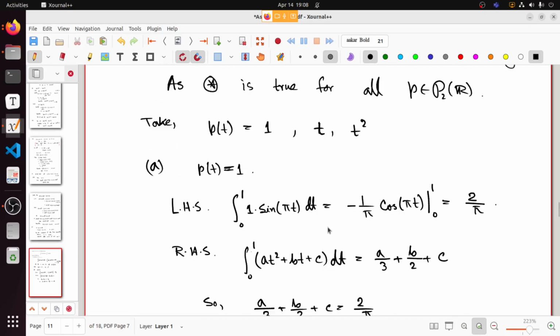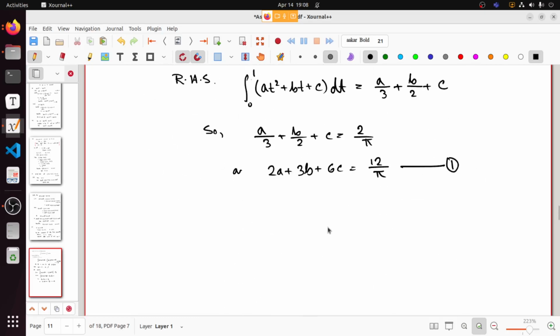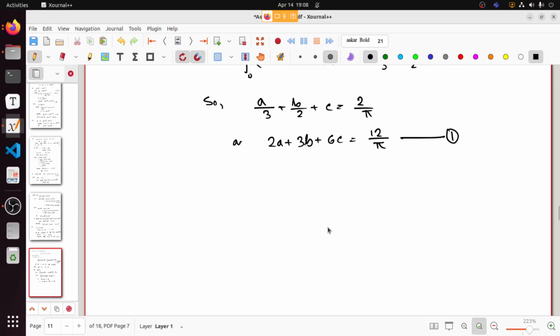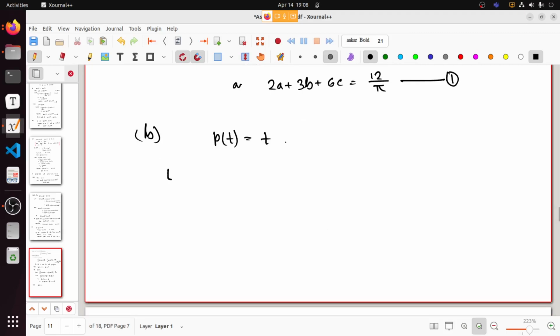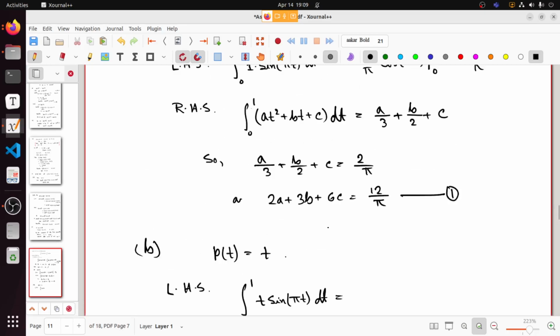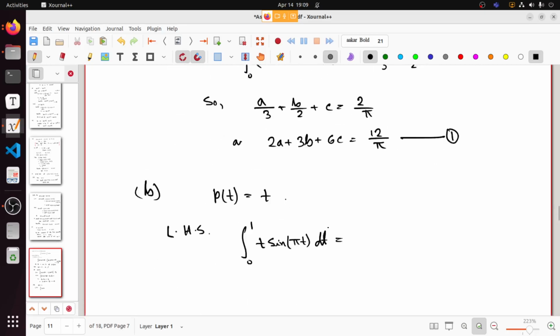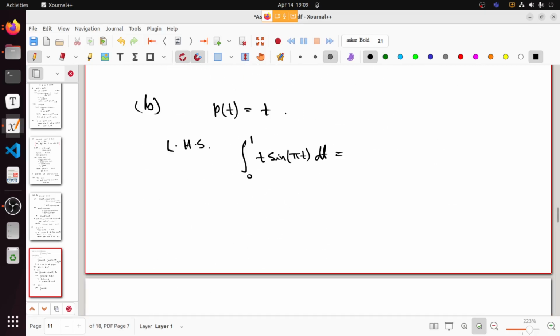Now we will put p(t) equals to t, and we will get another equation. So take p(t) equals to t. Then the LHS will be the integration from 0 to 1 of t sine pi t dt. What will be the integration of this? Here you have to use integration by parts.